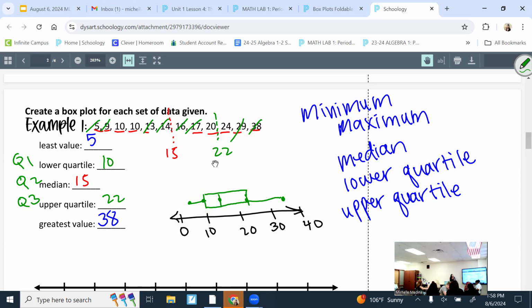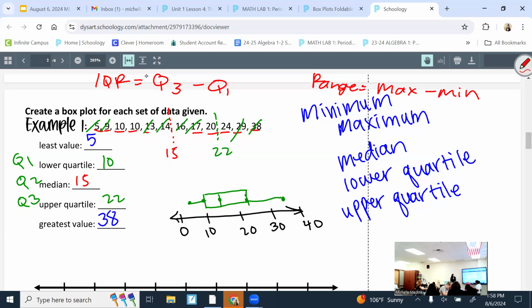And the question was about interquartile range. So interquartile range, you guys know how to find range overall? Okay, so normal range, not interquartile range, would be your maximum minus your minimum. So think subtraction, bigger minus smaller. Interquartile range would be you taking your upper quartile minus your lower quartile.